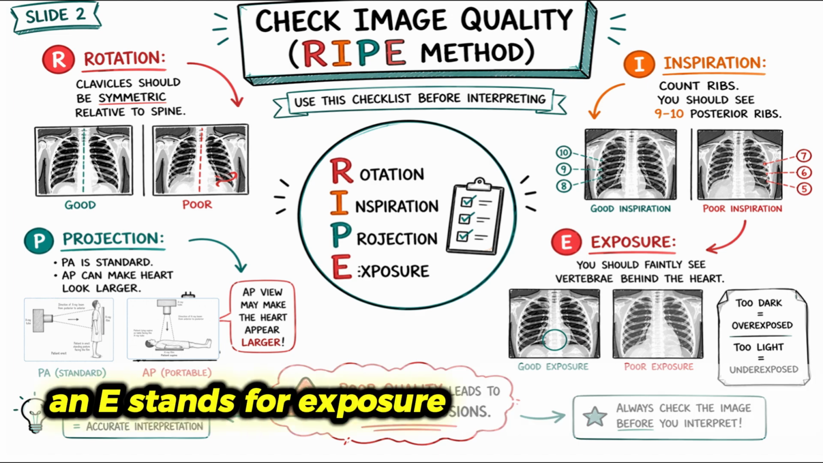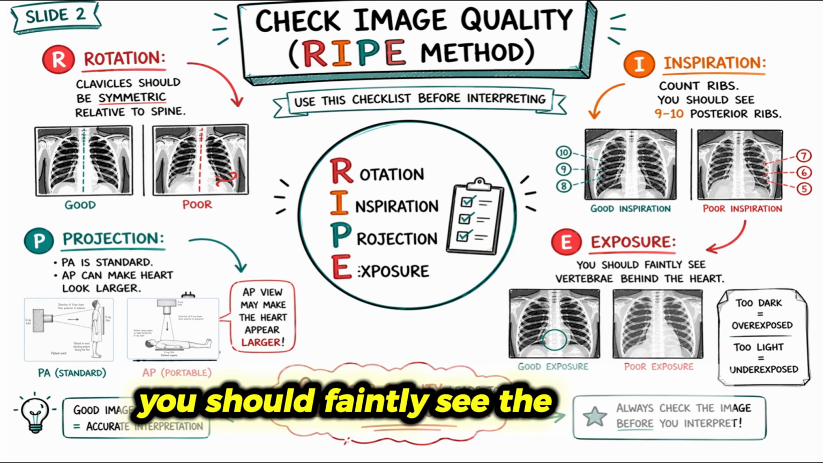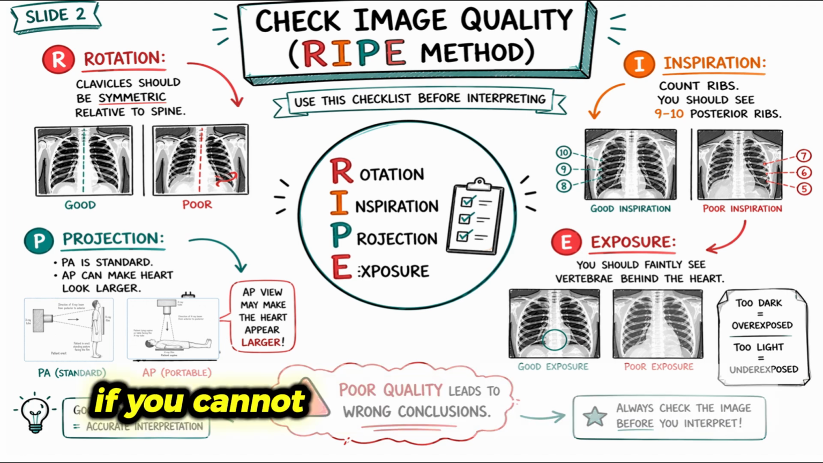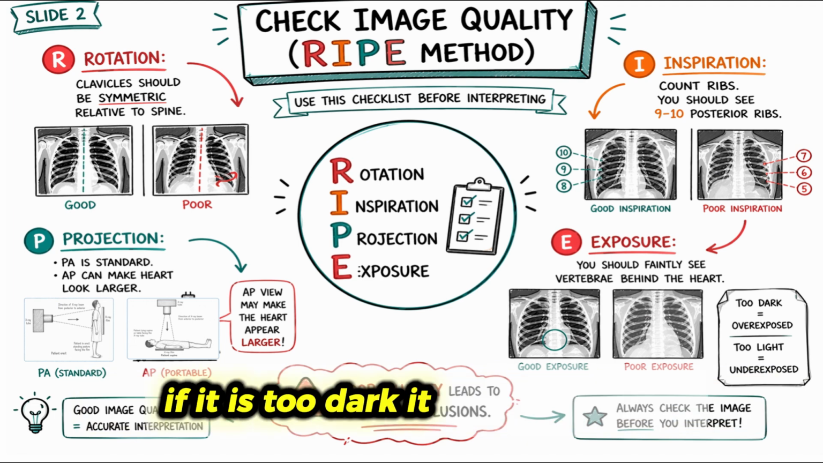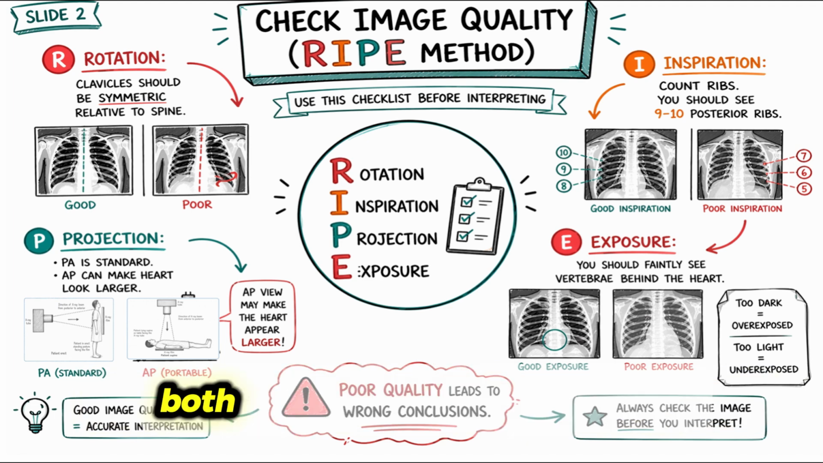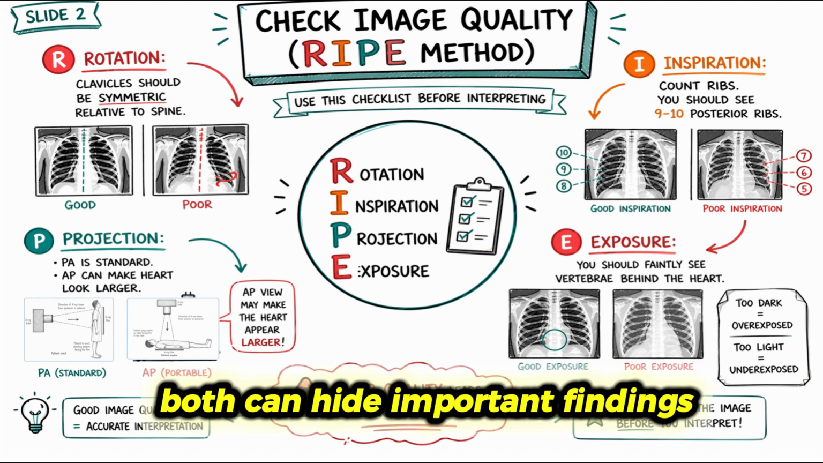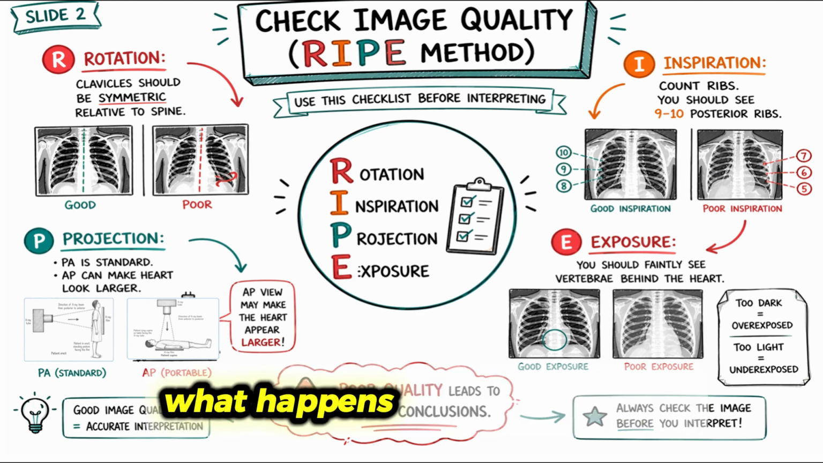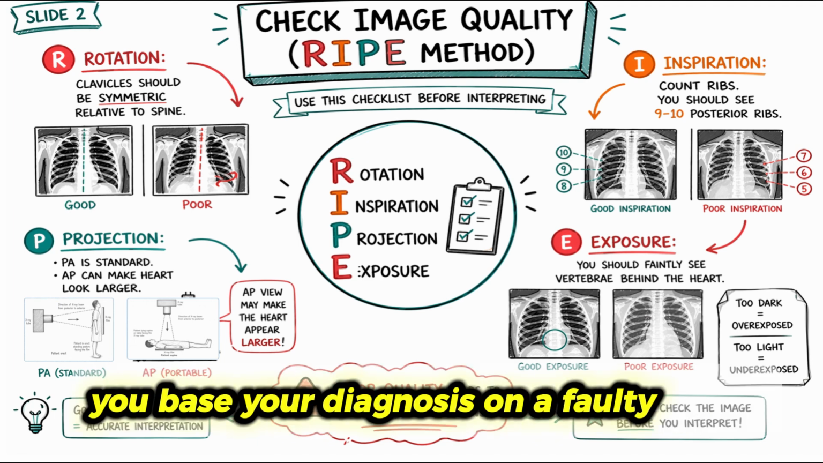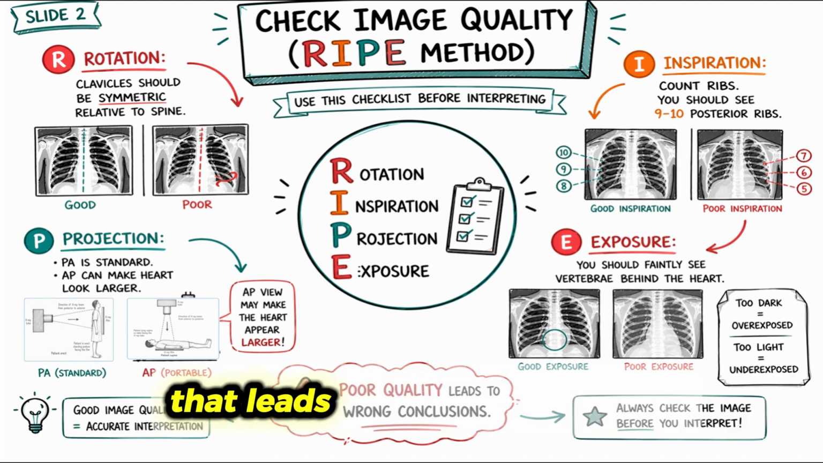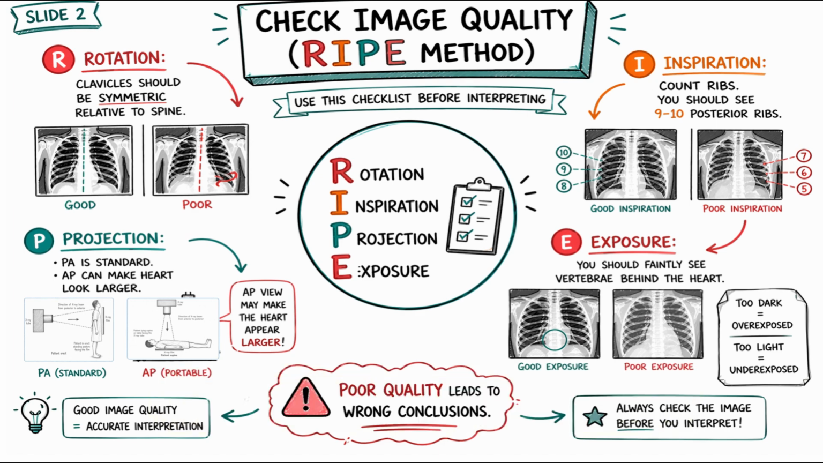And E stands for exposure. Look behind the heart. You should faintly see the vertebrae. If you cannot, the image is underexposed. If it is too dark, it is overexposed. Both can hide important findings. What happens if you skip RIPE? You base your diagnosis on a faulty image. That leads to wrong conclusions.